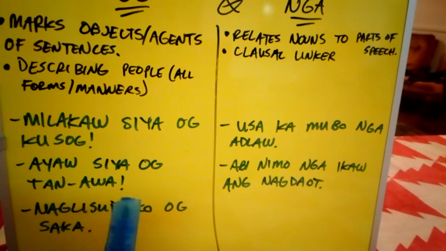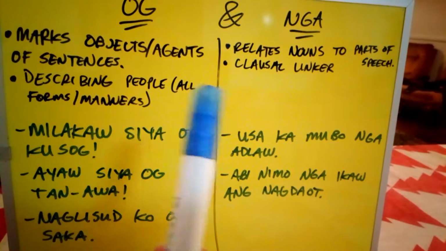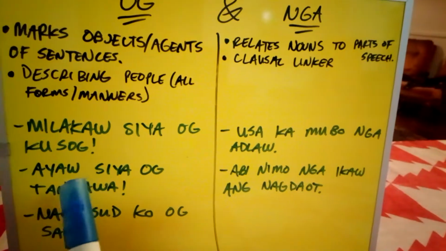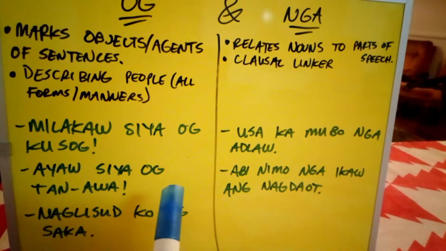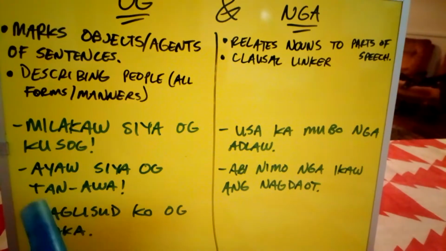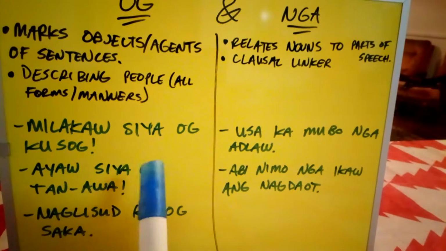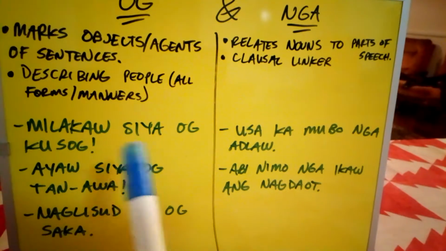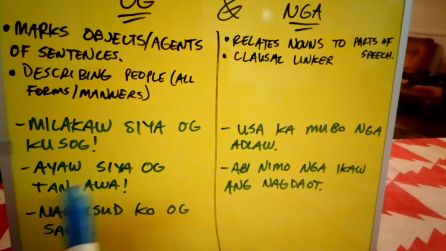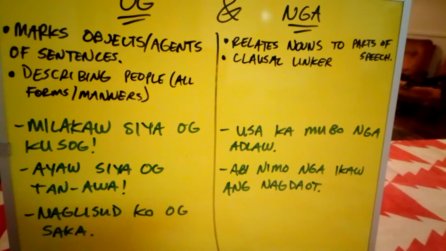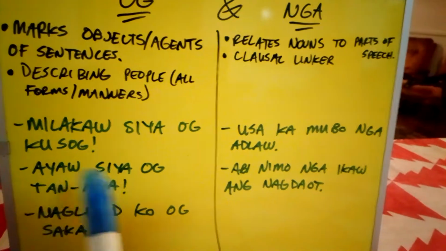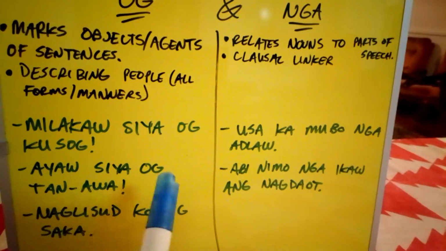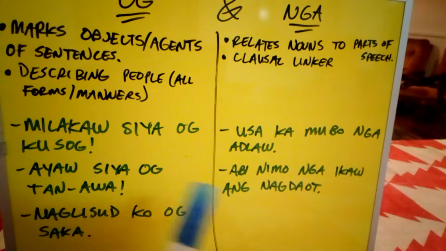Ayaw siya og tanawa. Don't look at him. This is the one that marks objects or agents of the sentence. So ayaw siya og tanawa, right? We already talked about negation with ayaw. You have to have that og there, right? And it makes sense because what's the focus? It's the siya, right? What's the agent? What are we marking? What's that object agent that we're marking? It's that siya. Don't look at what? Don't look at who? Don't look at siya, right? Don't look at the he, she, or it. Ayaw siya og tanawa, or ayaw og siya tanawa, right? That og can move either way. Ayaw og siya tanawa, don't look at him or her.